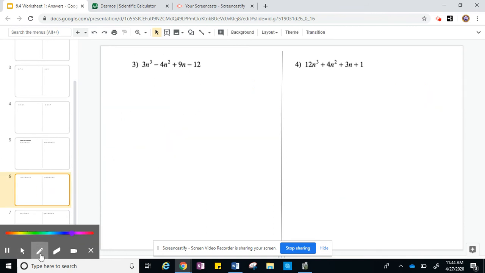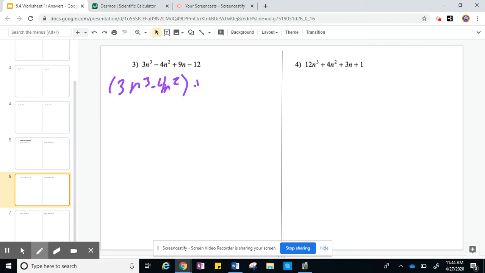All right, so here we go. This first one, we group together 3n cubed minus 4n squared plus group together 9n minus 12. So the 3 and the 4, we can't factor anything out besides a 1 there. We have n cubed and n squared, so we'll factor out an n squared. So then we have 3n minus 4.